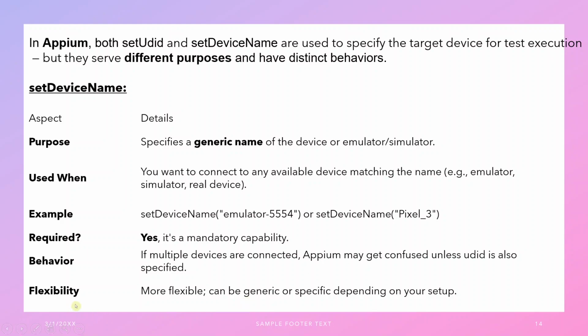Next is the flexibility. It can be generic or specific depending on the setup. We understand now what the device name is. It is a generic name and we have to use the method called setDeviceName capability. We have to use it here.